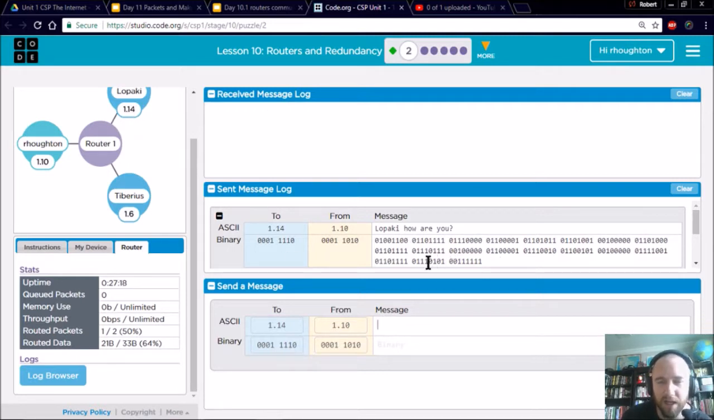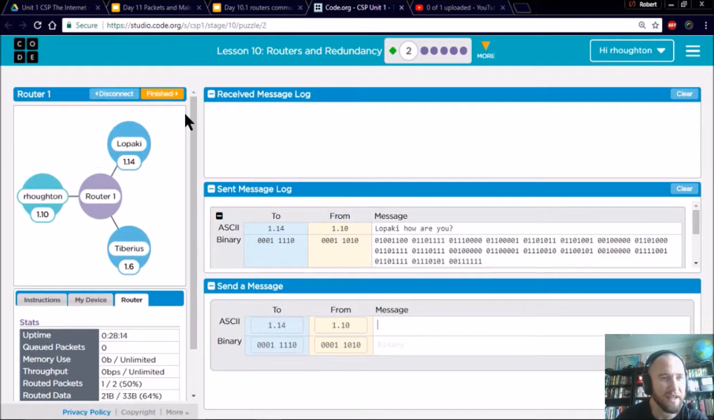And that's what the binary looks like in the message. Now, this message only went to 1.14, not Tiberius, my son's name, by the way. He is getting nothing. So that's the difference between direct communication and just broadcasting something out there to anyone. So I want you to think about that as you may be talking about the dance.